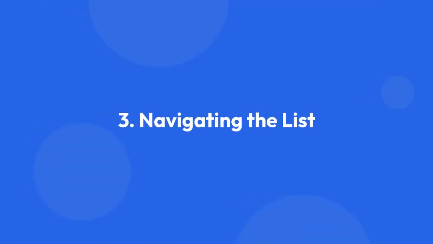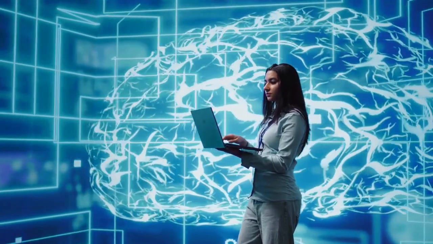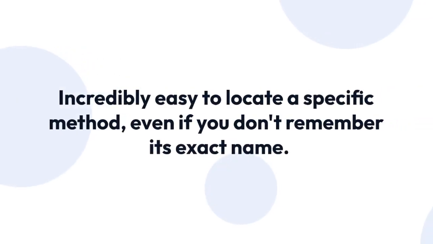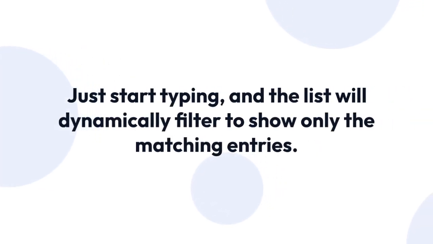3. Navigating the list. The method list is often presented as a searchable dropdown. This makes it incredibly easy to locate a specific method, even if you don't remember its exact name. Just start typing, and the list will dynamically filter to show only the matching entries.